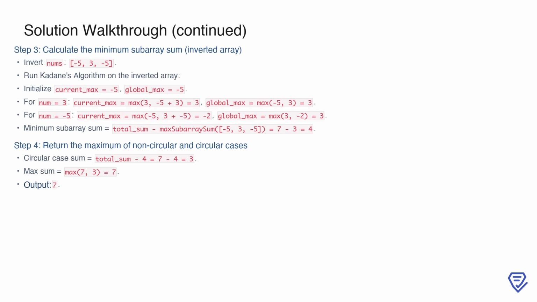The minimum subarray sum is calculated as total_sum minus the maximum sum of the inverted array. Subtracting 3 from 7 gives 4. To find the circular case sum, we subtract the minimum subarray sum from total_sum, resulting in 3. Finally, we compare the non-circular sum, 7, with the circular sum, 3, and return the maximum. The final output is 7.